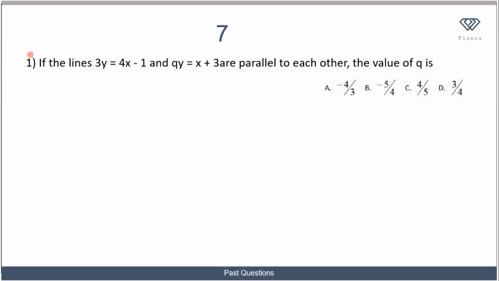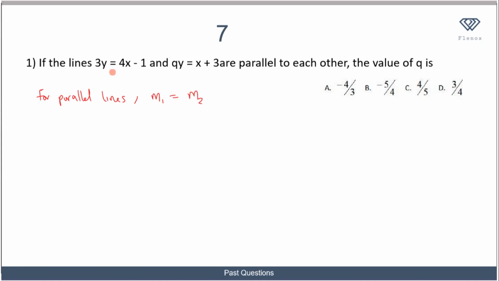And here we are told that if these two lines are parallel to each other, find the value of q. So to do that, we are given two lines. We know that if two lines are parallel, their slopes must be equal. So for parallel lines, m1 equals m2, so the slope must be equal.